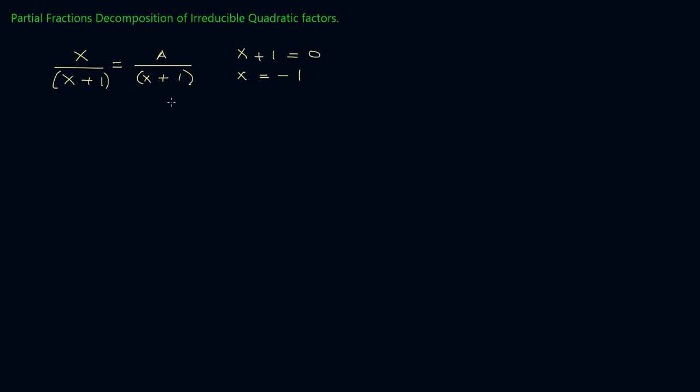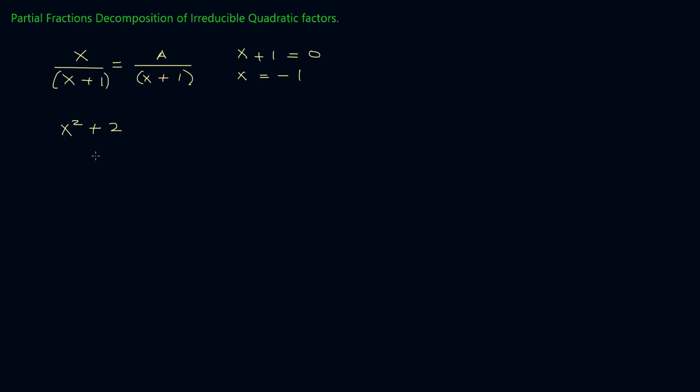Now, how about irreducible quadratic factors? First of all, an irreducible quadratic factor is a factor that is quadratic, or that has a highest exponent of 2. Example, we have x squared plus 2. This is our irreducible quadratic factor.